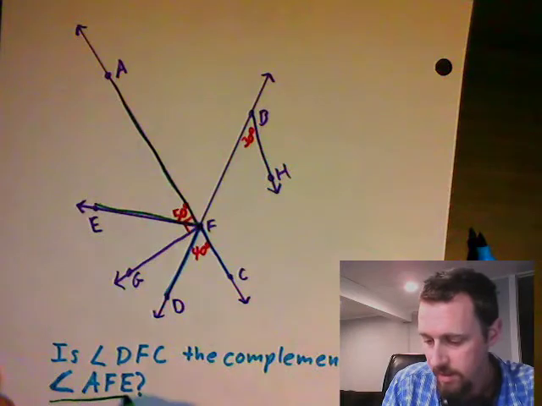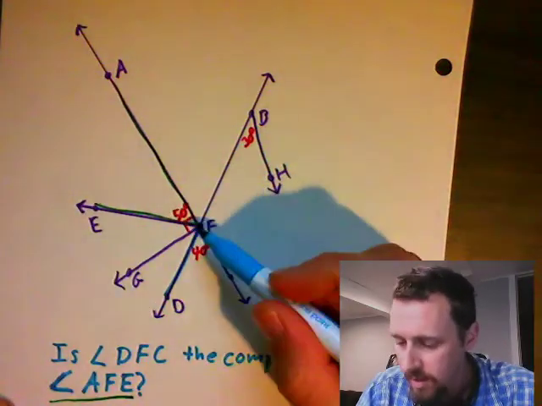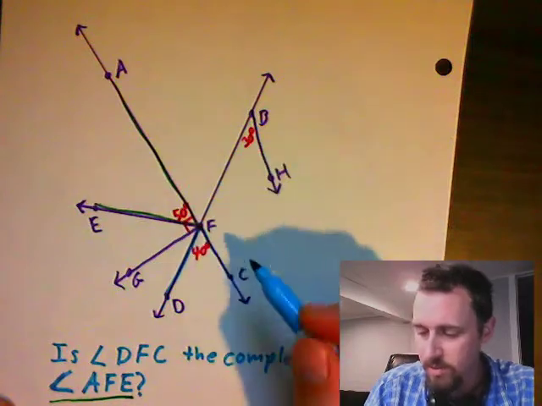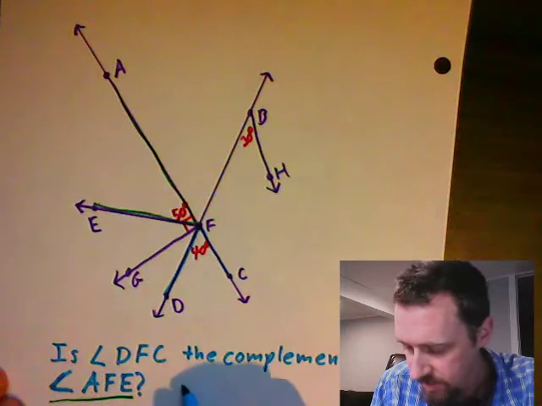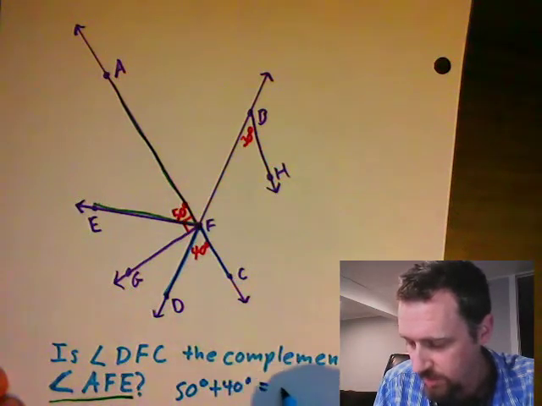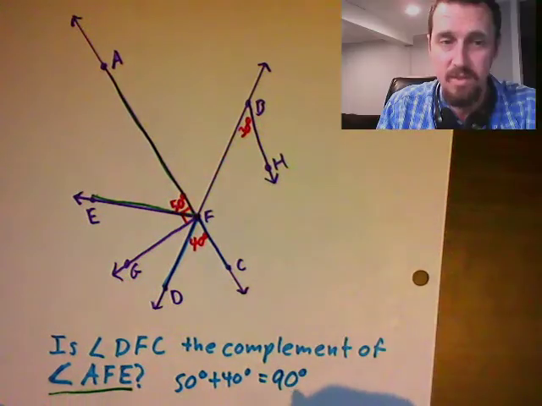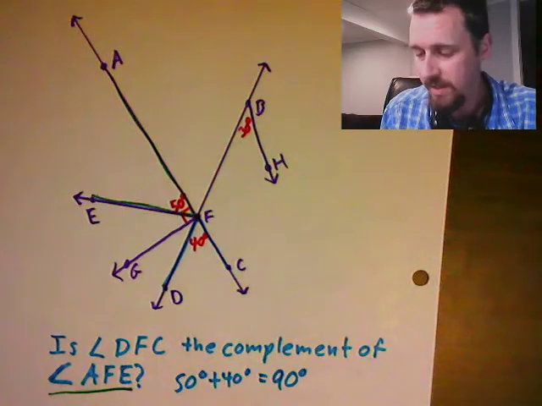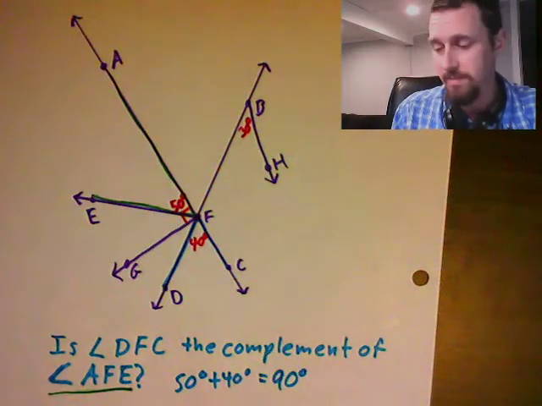And are they complementary? Well, they're not right next to each other, so I can't use that strategy, but I can add them up. 50 degrees plus 40 degrees equals 90 degrees. So that is true. They are complementary. Okay, next question.